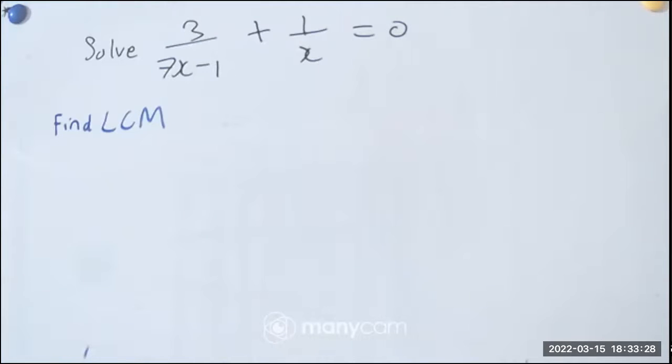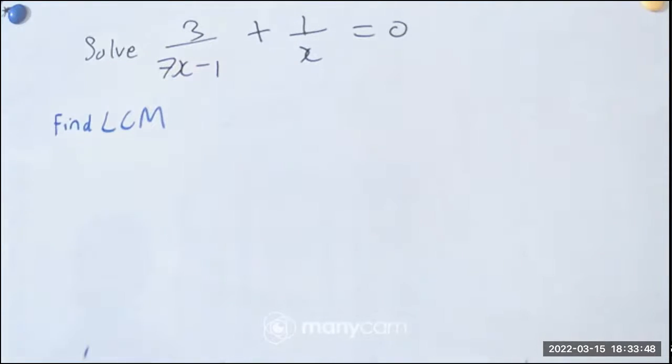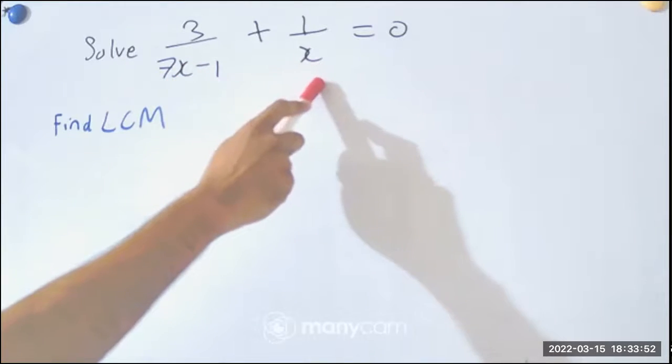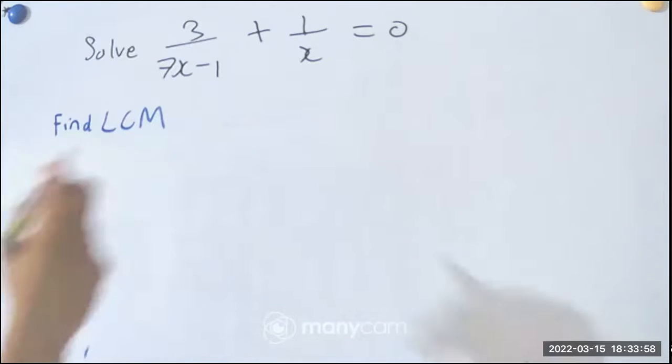So we have to solve this. 3 over 7x minus 1 plus 1 over x equals 0. So one of the first steps you need to do is find the LCM. Now, this is algebra, right? Usually when you have to find the LCM, let's say this was 5, and let's say this was 2, you'd have simply multiplied the 2 here, right? So this would have been 5 by 2, but you would have to multiply 3 by 2. So this is what you would do when you're solving for this one.